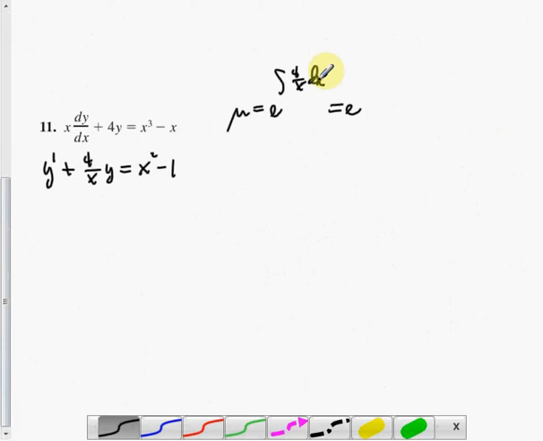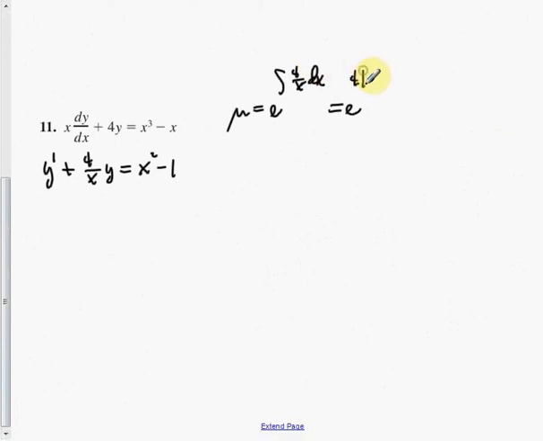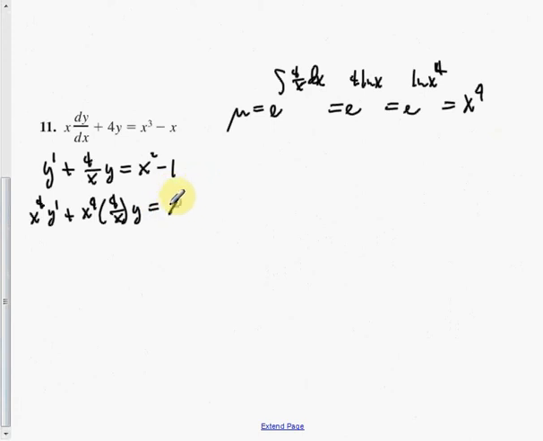So we integrate that, and we get 4 times the natural log of x, which is e to the natural log of x to the 4th. And that's just x to the 4th, right? So you multiply everything through by x to the 4th, and I better put that in there and not skip a step. x to the 4th times y prime plus x to the 4th times 4 over x times y is equal to x to the 4th times x squared minus 1.